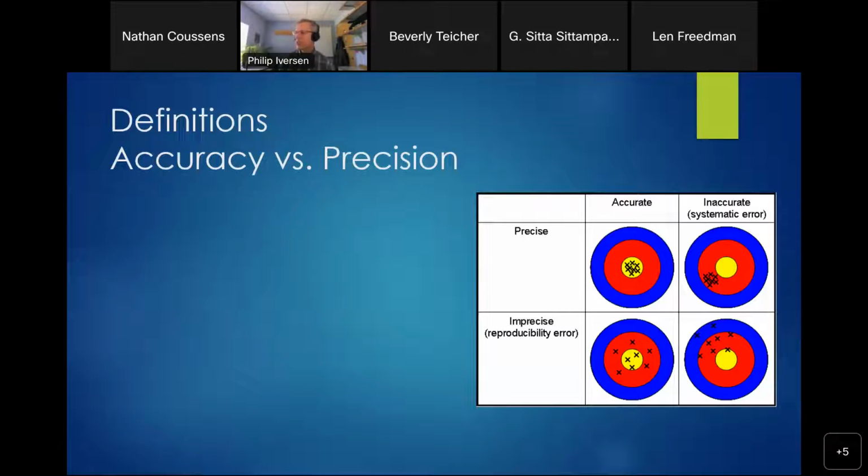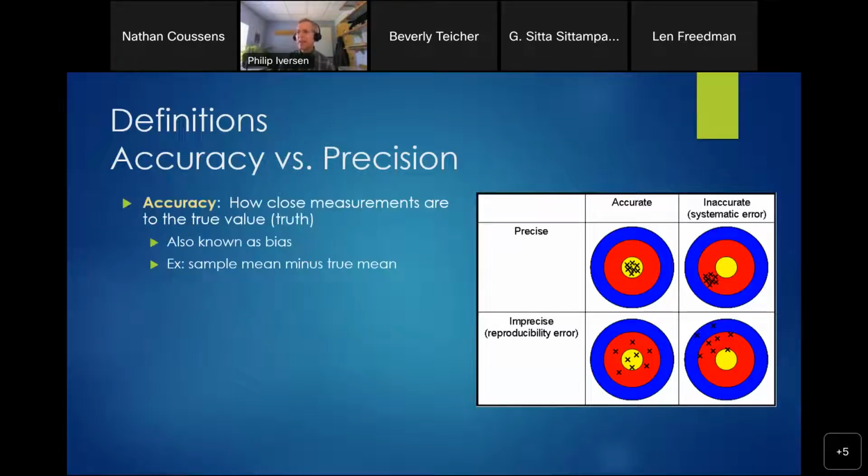So the idea of the picture is that maybe you're shooting arrows at a target and you're trying to hit the middle. And so accuracy is how close the measurements are to the true value, how close you are to the middle of the target. That is also known as bias, which is kind of the opposite of accuracy, or one minus the accuracy, if you will, but it's the same concept. For example, how close is your sample mean to the true unknown mean in an estimation setting?